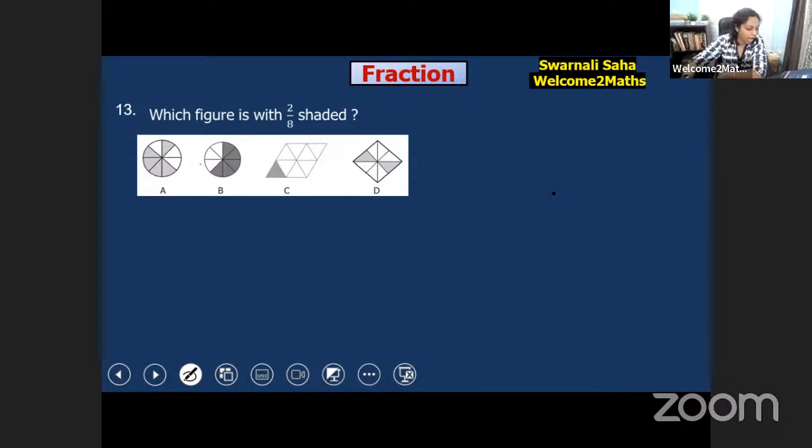The students who are interested to solve the questions, for them there is another question. Which figure is with 2 by 8 shaded? It's so easy. Try to solve this and then I will complete today's class. A, B, C, D. Which figure is with 2 by 8 shaded? That is all.